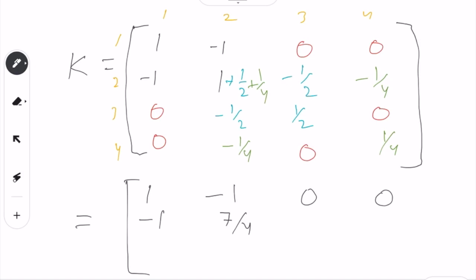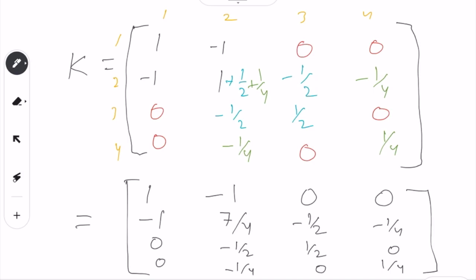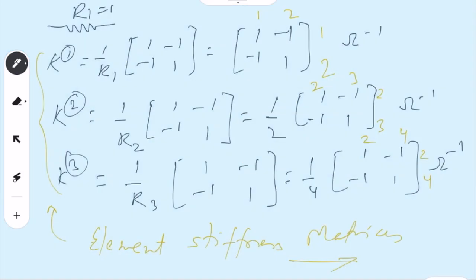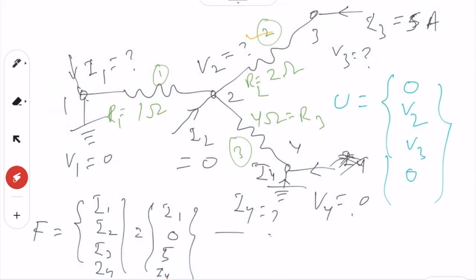Then we have minus half, minus 1/4, 0, minus half, half, 0, 0, minus 1/4, 0, 1/4, and this is the stiffness matrix. Okay. So far, which things do we have? We have the F vector, we have the U vector, and we have the stiffness matrix.